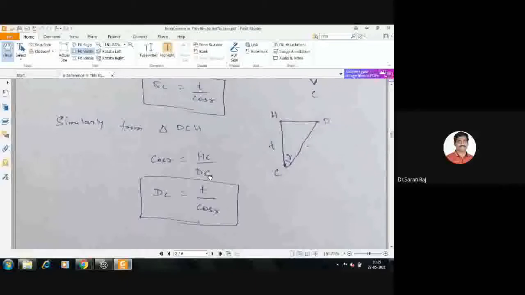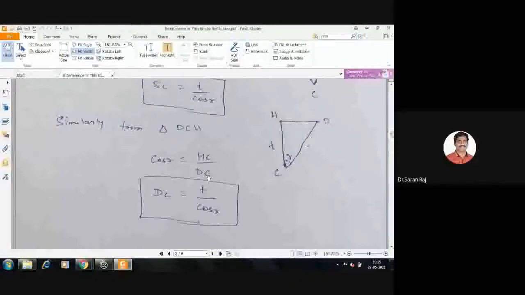The CD value: DC can be moved to the left-hand side, and cos R moves to the right-hand side, which means multiplication. So DC equals T divided by cos R. So this is the CD value, or DC value.